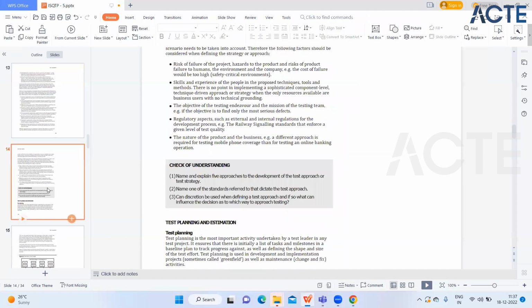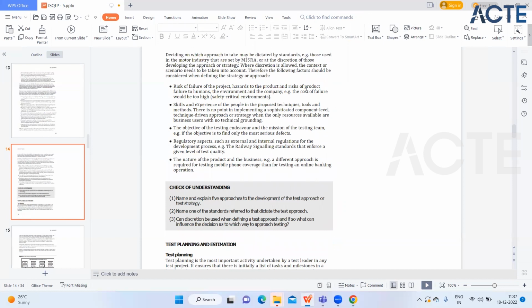Now, these are the factors which should be considered when defining the strategy or approach. First one is risk of failure of the project, hazards to the product, and risk of the product failure to humans, the environment, and the company. Example, the cost of failure would be too high. So they are just saying that when we are defining these strategies, we have to check these factors. For example, first one is that risk.